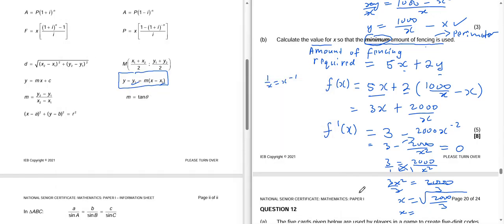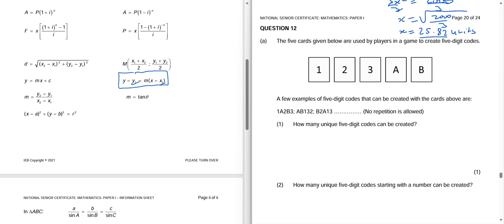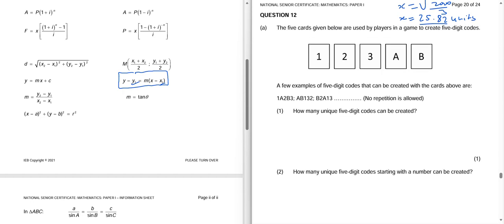So we have 25.82 units. That is the value of x, so that we can achieve the minimum amount of fencing to use. So we are done with that problem. And then let's go to the last problem, which is question 12.